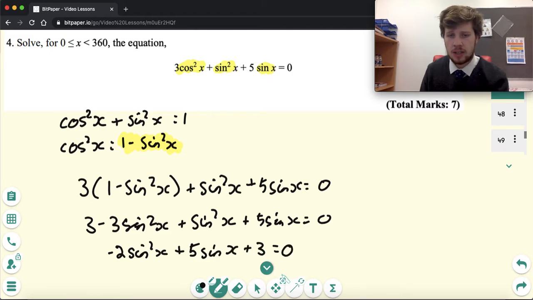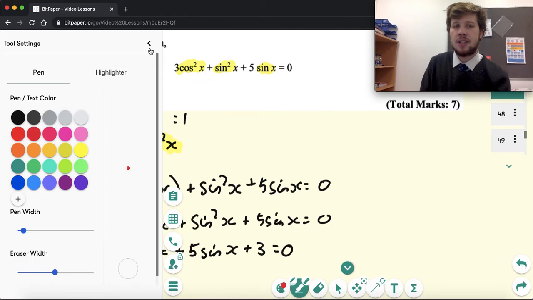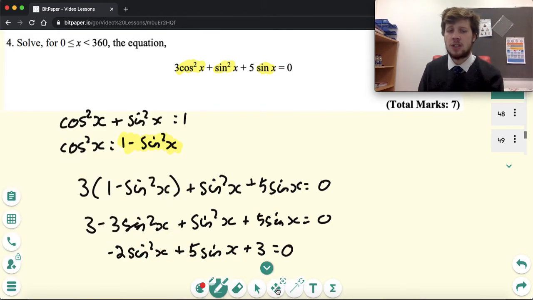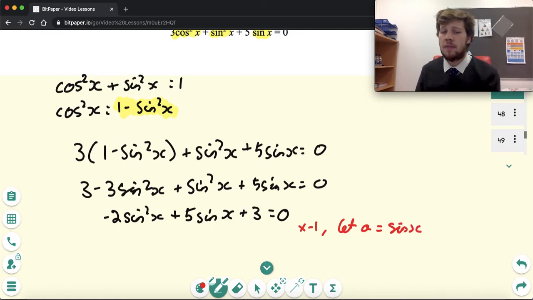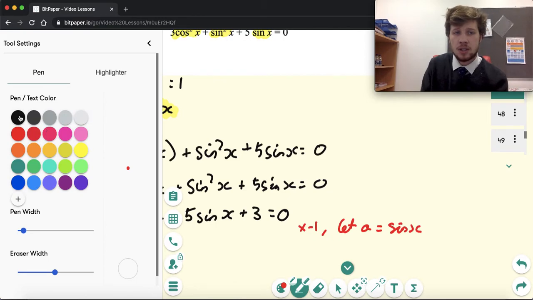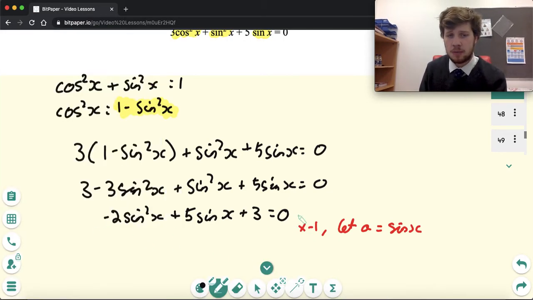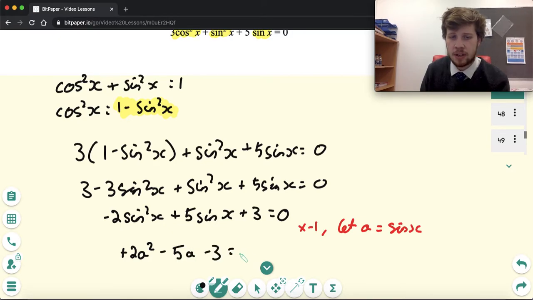The only issue with this so far is I want to make two quality of life changes. So I'm going to multiply through by negative 1. That's my first thing I'm going to do. And I'm also going to say let a equals sine x. I just prefer looking at one variable rather than multiple. So multiplying through by negative 1 would give me positive 2 sine squared x, take away 5 sine x, take away 3. So I'm going to end up with positive 2a squared, take away 5a, take away 3 equals 0.